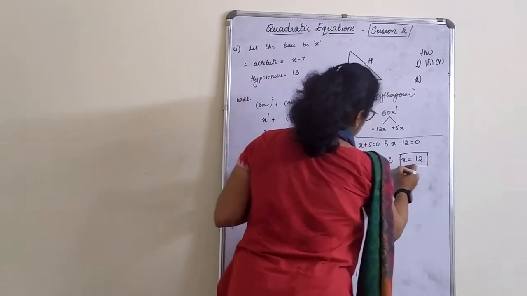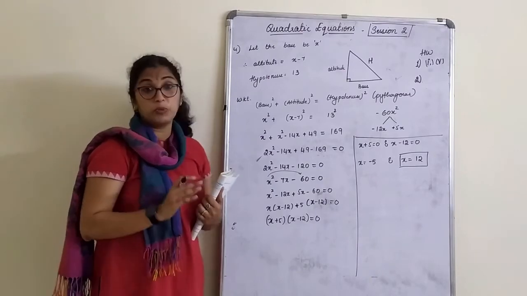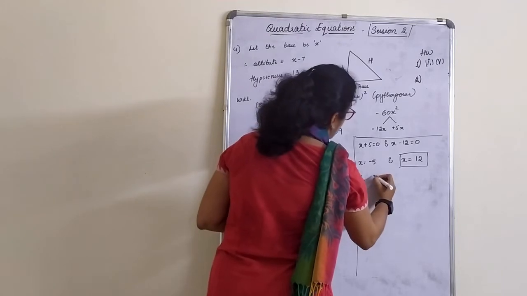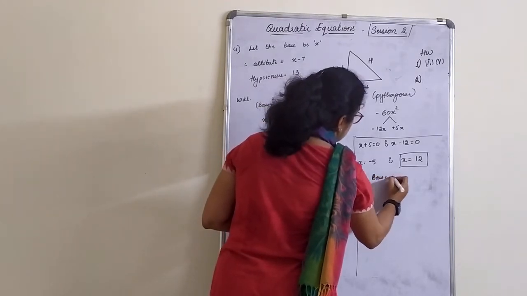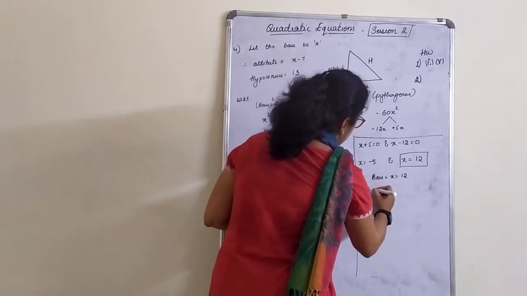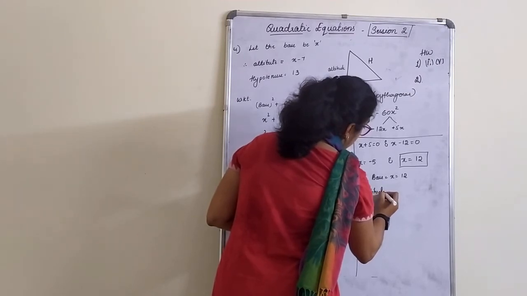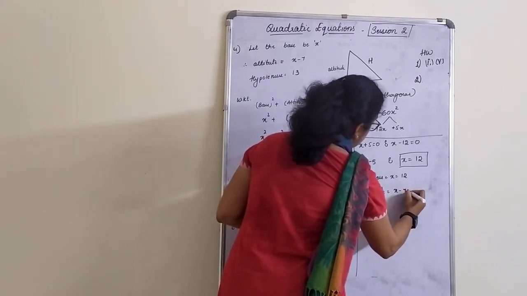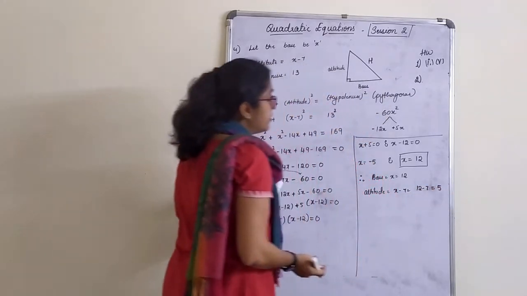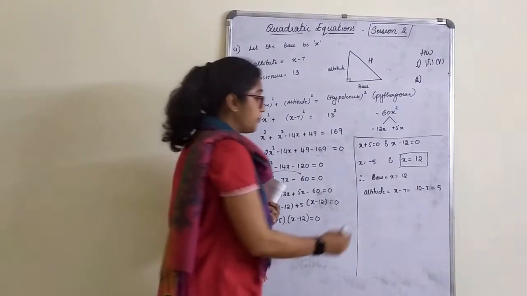Now which is the correct answer? 12. Why not minus 5? Because the side of a triangle cannot be minus 5 centimeter. So give the conclusion. Therefore, x is 12. Base is equal to x, that is 12. Then the altitude is equal to x minus 7. 12 minus 7 is equal to 5. Yes, 5, 12, 13 is a Pythagorean triplet. We all know that. That is the answer.